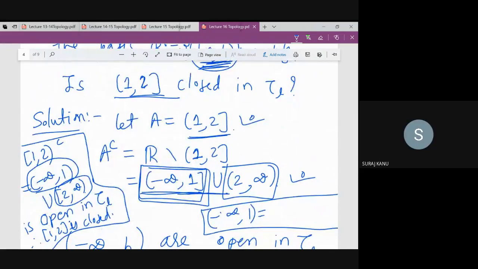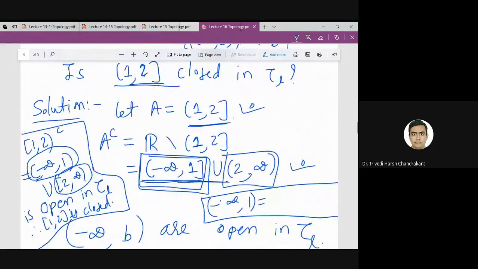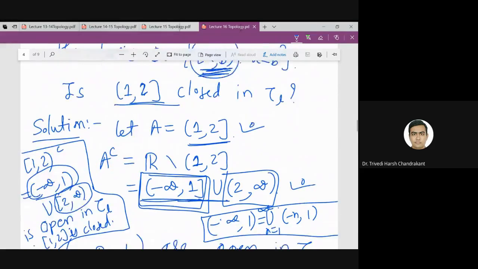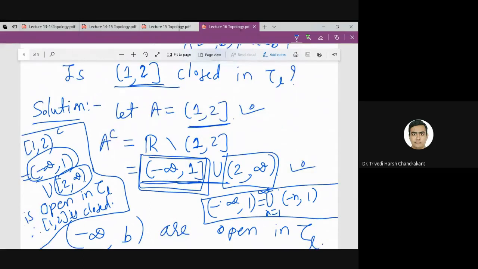So you just take minus n to 1, right? So that will be the same set, and all these are basis elements.